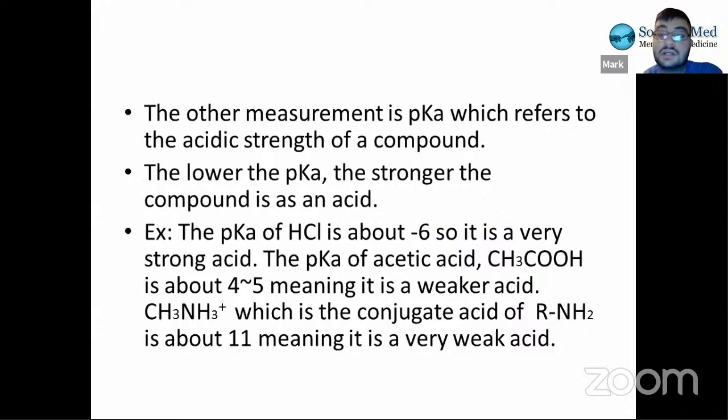CH3NH3+, which is the conjugate acid of a base, as I mentioned, has a pKa of about 11. The reason it's such a weak acid is because CH3NH2 is a relatively strong base. So relatively strong base, conjugate acid relatively weak. This conjugate acid has a pKa of about 11.